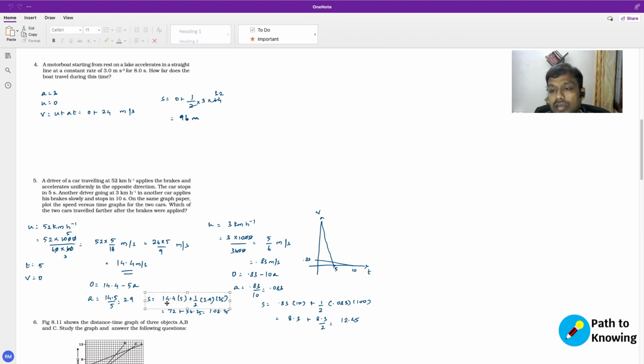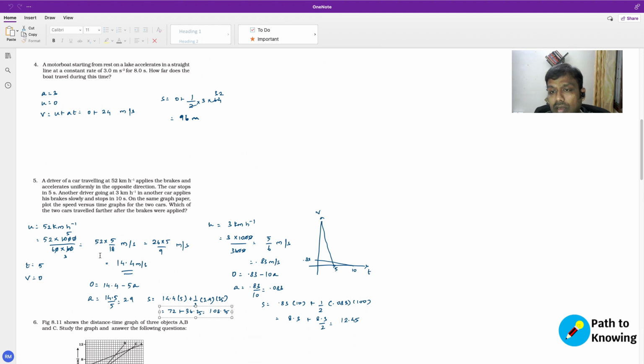Your total distance is equal to ut. u is 14.4 times 5 seconds, plus half of the acceleration, 2.9, times the time, 5, squared, which is 25. So we see that the total distance, it had to travel a distance of 108.25 meters before coming to a complete halt. This is the first car.